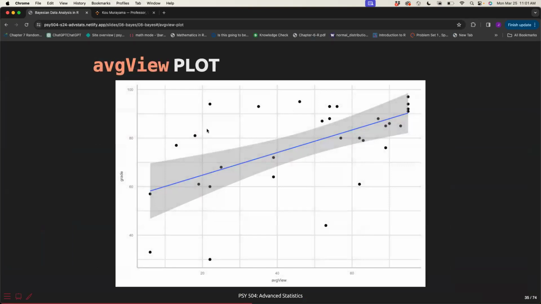So just taking a look at the scatter plot for our average view variable here, with average viewing time on the x-axis and grade on the y-axis, what we can see is that as you watch more recorded lectures, you tend to do better, you have a higher grade.